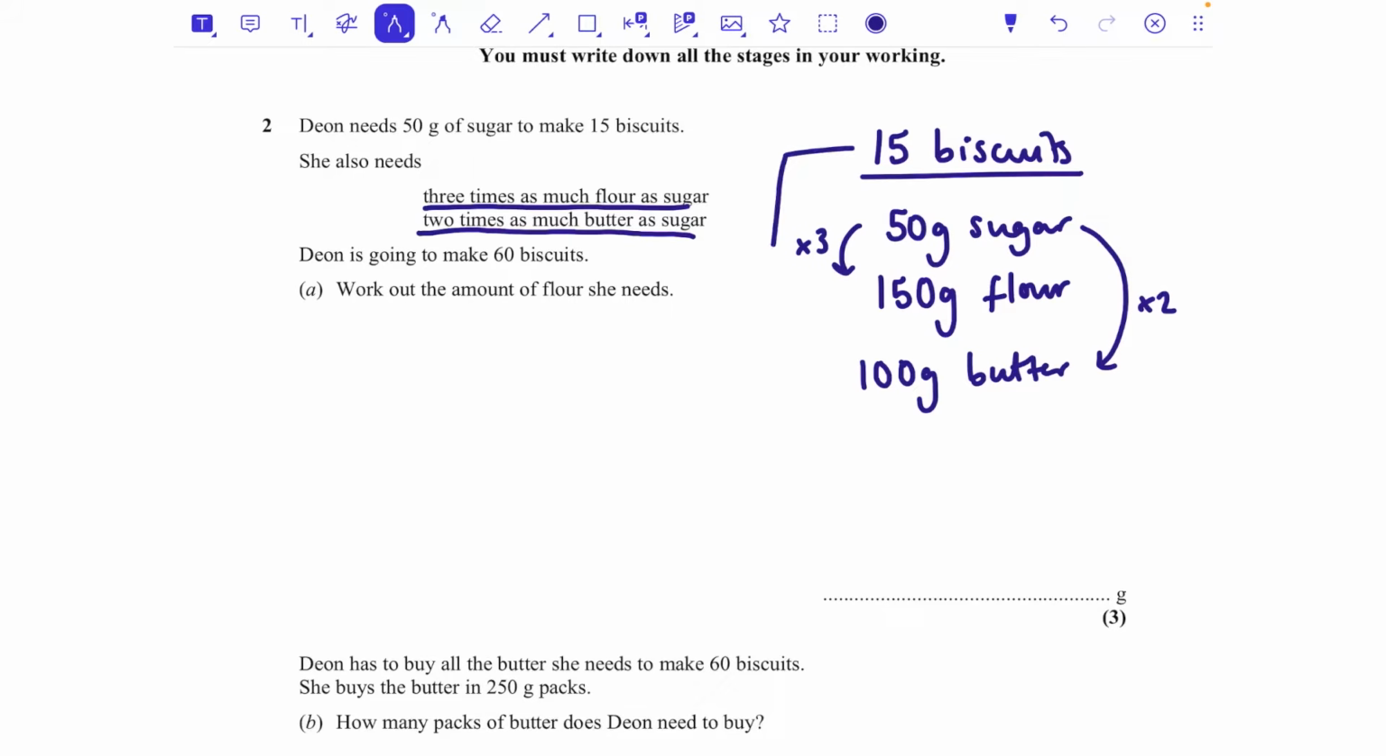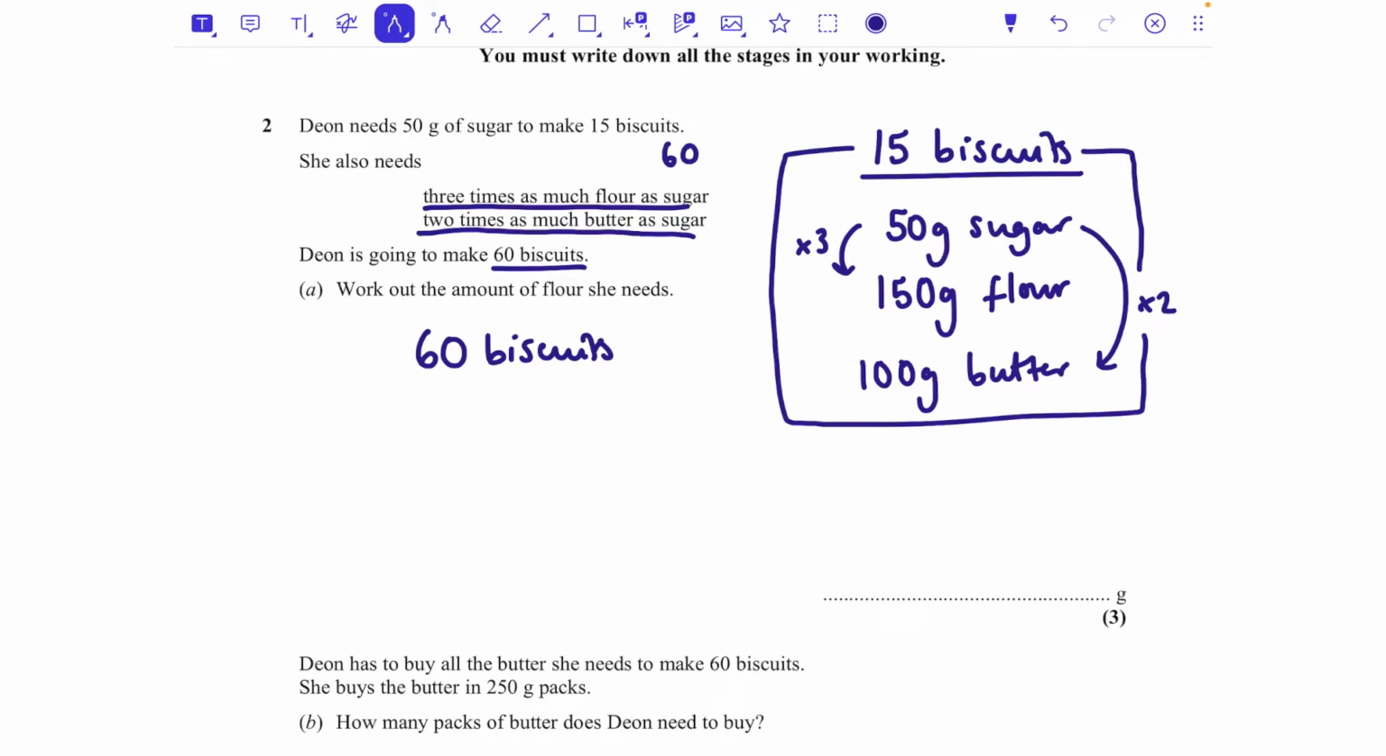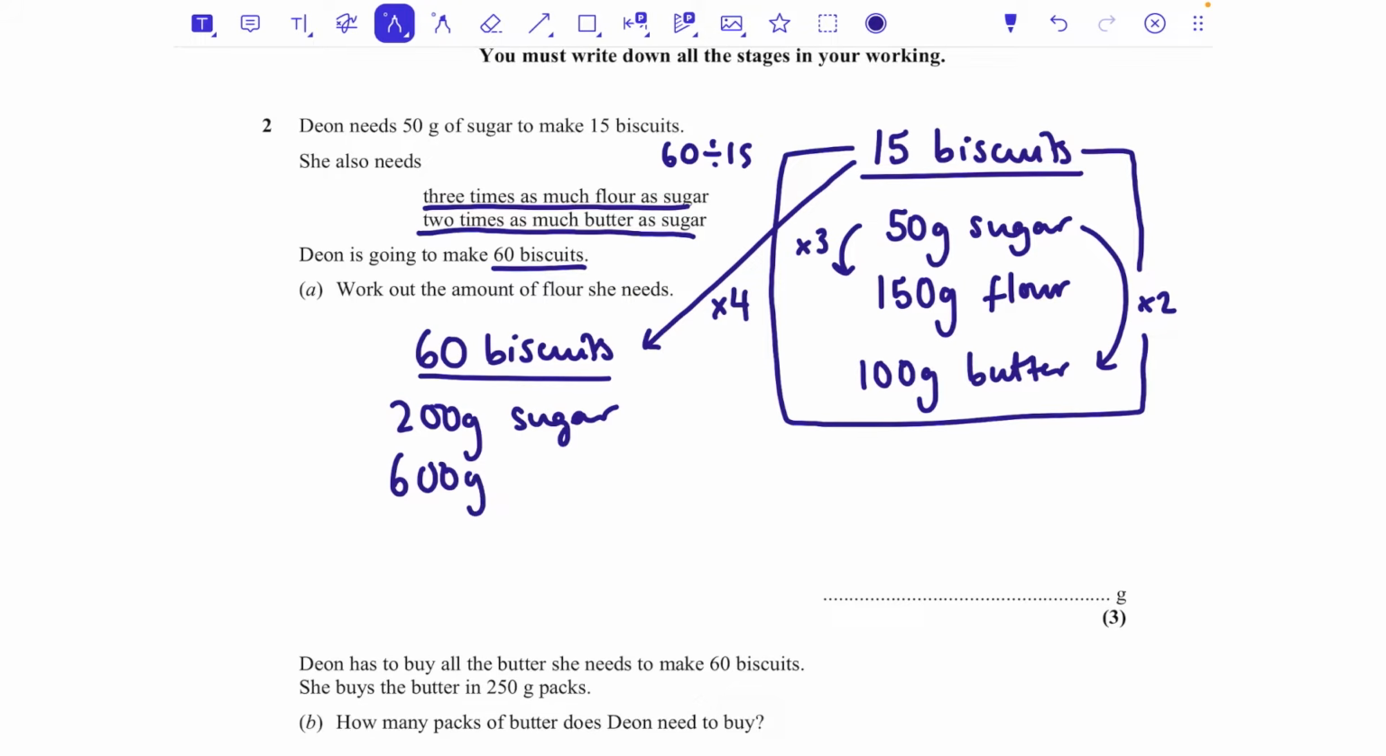Great, so that's my recipe for 15 biscuits, but I don't want 15 biscuits, I want 60 biscuits. So how many times am I going to scale up that recipe? For 60 biscuits, we would do 60 divided by 15. How many times am I going to need to multiply this recipe to get 60? That is going to be 4 times bigger. So I'm timesing the recipe by 4. That means I need 200 grams of sugar, 50 times 4. I need 600 grams of flour, 150 times 4, and 400 grams of butter. There we go.